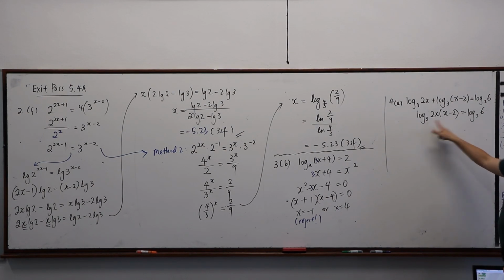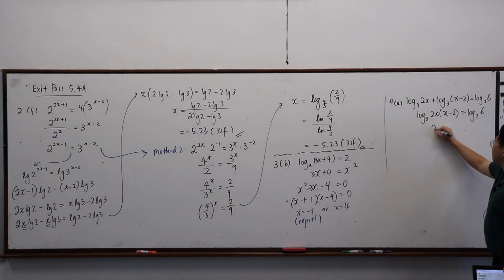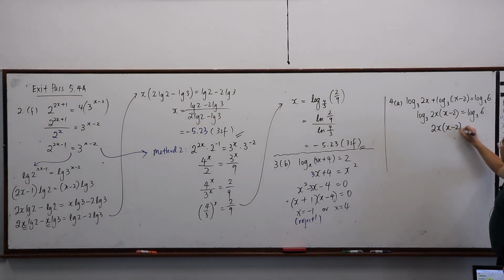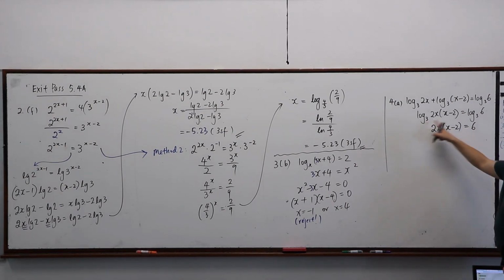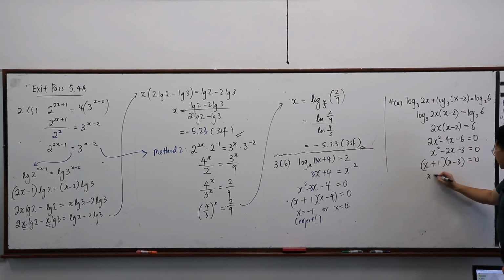Then, very nice, the bases are the same. Because the bases are the same, we can remove the base. So this is 2x, x minus 2 equals 6. Or, another reason is because the bases are the same, the content must be the same, so we are just comparing the content. Let's expand like this, divide by 2, and factorize because this looks easy to factorize. Then x equals -1 or x equals 3.